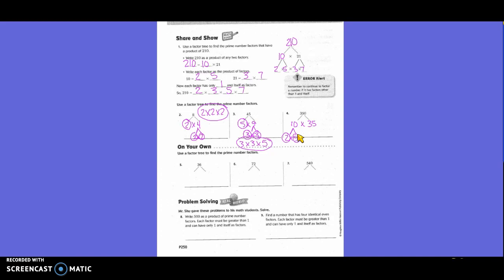35, is it a prime number? No. What can I break it into? 5 times 7. Are those prime numbers? Yes. So I need to do my smallest to largest, right? So 2 times what? 5. 5 times 5 times 7.